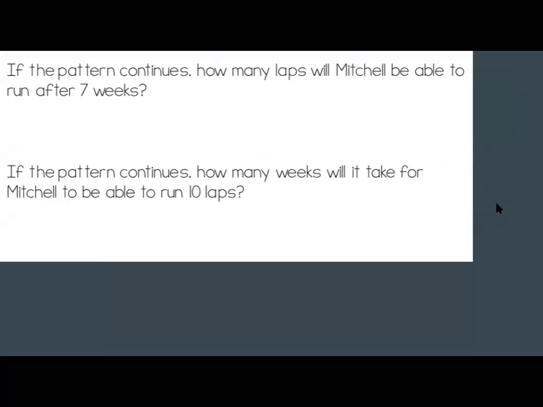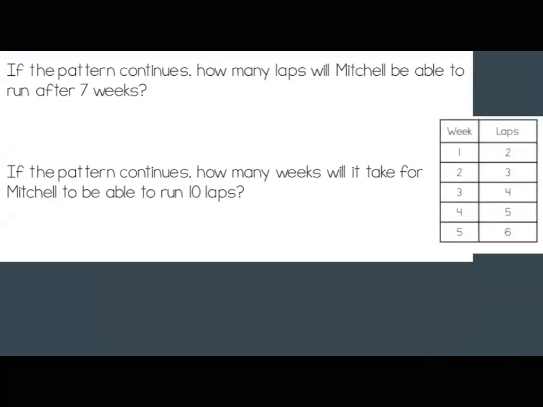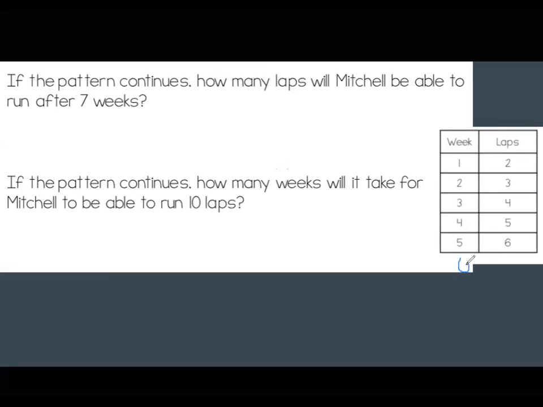So if the pattern continues, how many laps will Mitchell be able to run after 7 weeks? So here's our chart that we used to create our ordered pairs. It goes all the way through week 5, but we're trying to figure out for week 7. So if we extended this, we could do 6 weeks and 7 weeks. How many do you think that he would be able to run in 6 weeks? Well, we talked about how he is increasing by 1 lap each week. So in 6 weeks, he would run 7 laps. So in 7 weeks, he would run 8 laps.